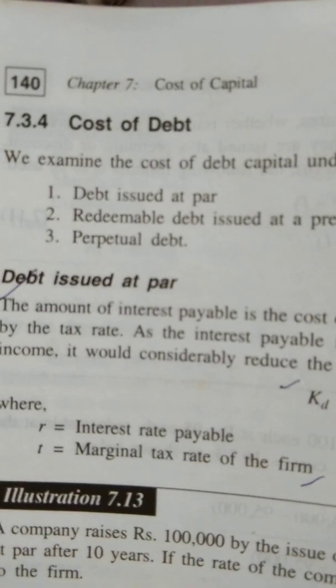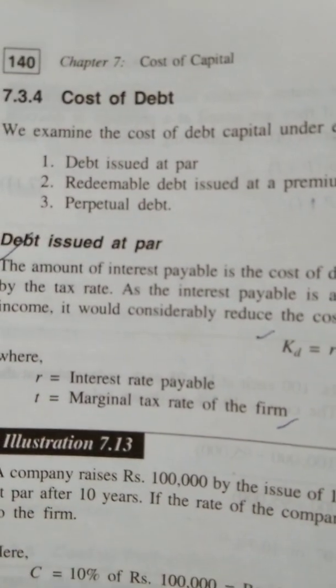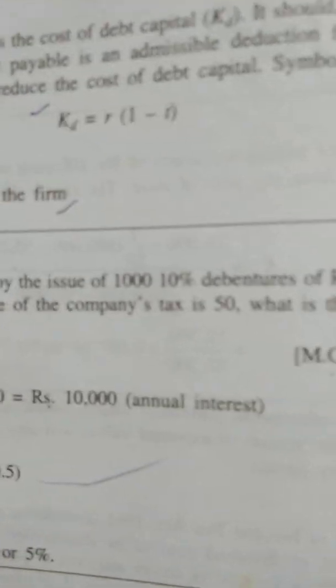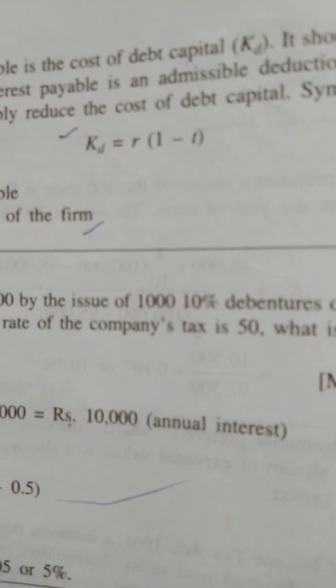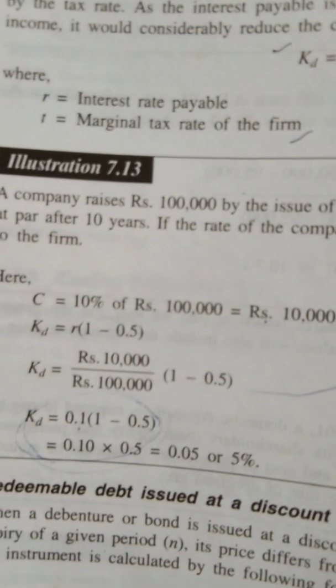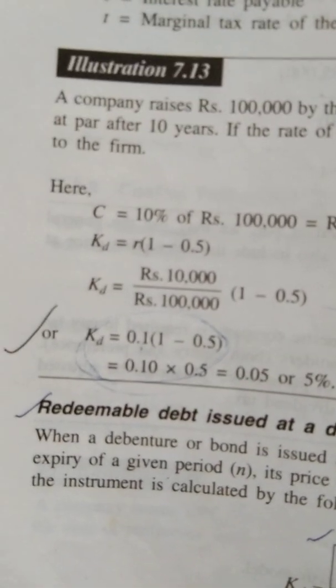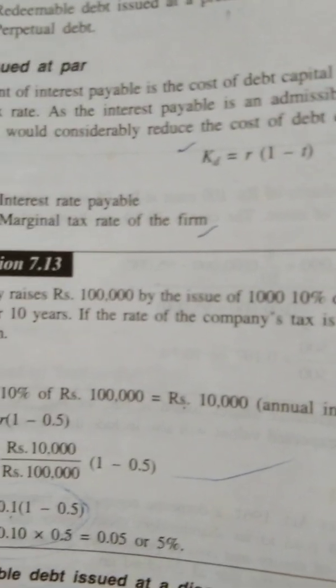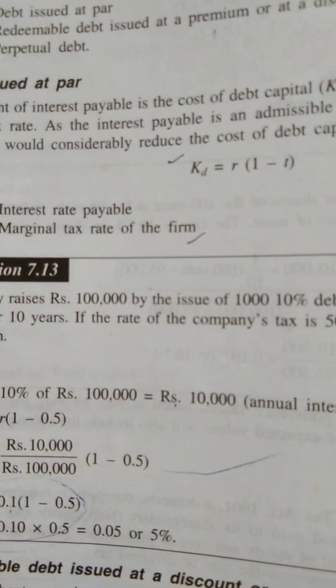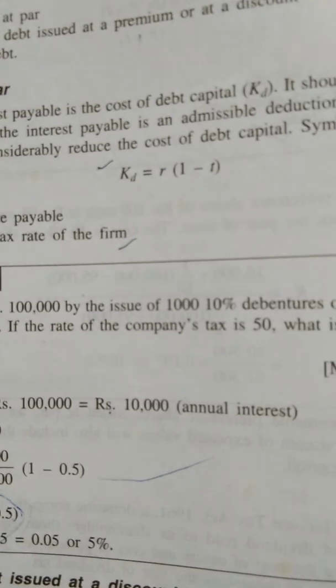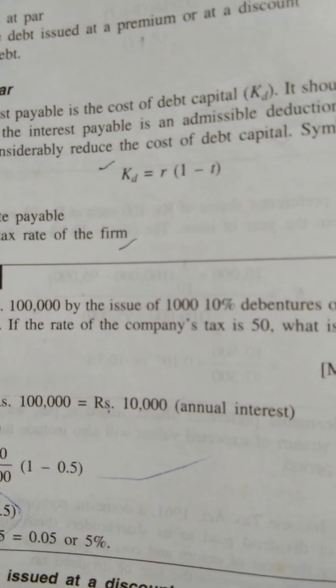Debt can be of three types: debt issued at par, redeemable, and perpetual. For debt issued at par, the formula will be Kd = R(1 − T). R means the rate of interest, as we know the company has to pay interest on debt capital, and T is the tax rate.